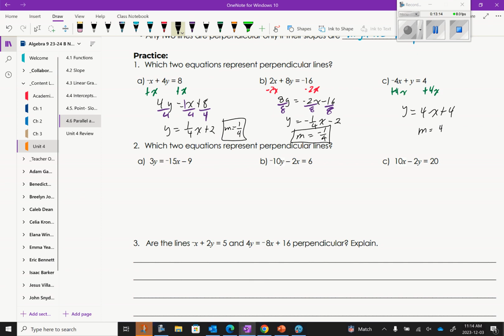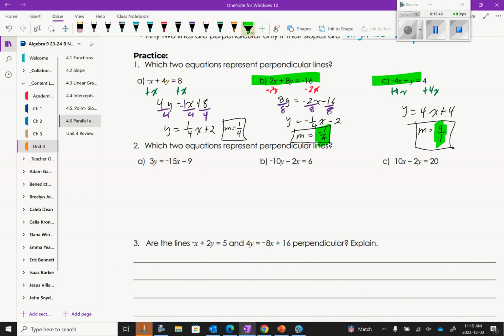And remember how we frequently have written slope as a fraction. Which pair of lines here have slopes that are negative reciprocals? It's B and C in this case. Here we have the -1/4, and here we have +1/4. Neither of those are perpendicular to the first one because it was positive.